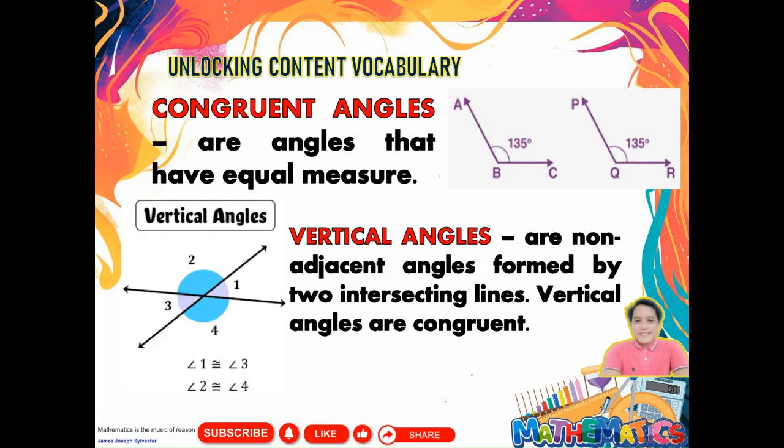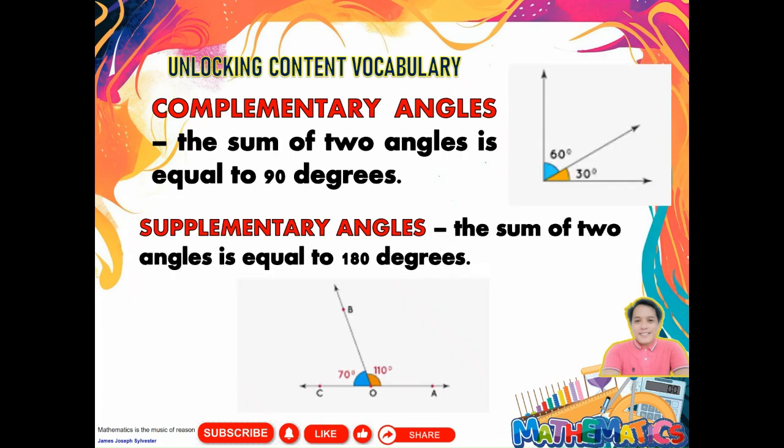We also have congruent angles, which are angles that have equal measure. Then we have vertical angles, which are non-adjacent angles formed by two intersecting lines. The vertical angles are always congruent. And also we have complementary angles, where the sum of two angles is equal to 90 degrees, while for supplementary angles, the sum of two angles is equal to 180 degrees.